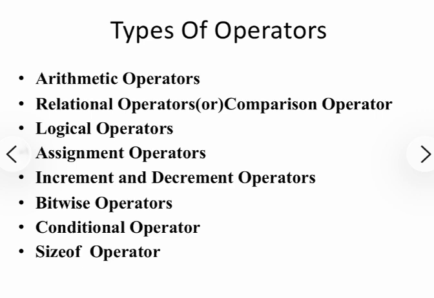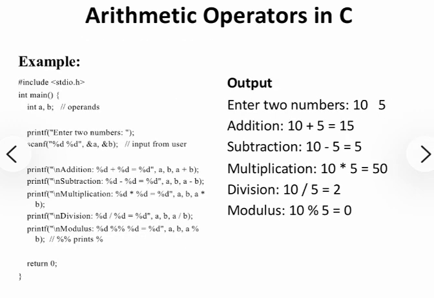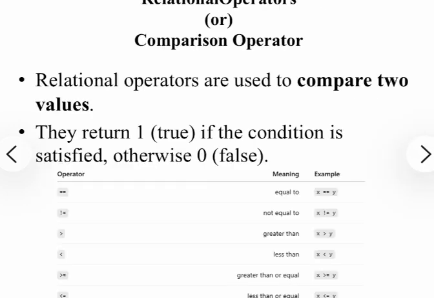Types of operators. There are multiple types of operators such as arithmetic operator, relational operator, logical operator, assignment operator, increment and decrement operator, bitwise operator, conditional operator, and sizeof operator. Arithmetic operators are used to perform basic mathematical operations like addition, subtraction, division, multiplication, and modulus. Here are the examples for the arithmetic operators.